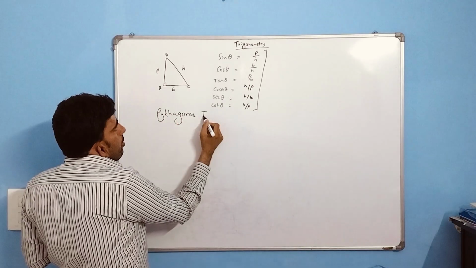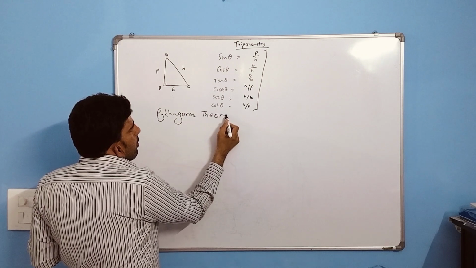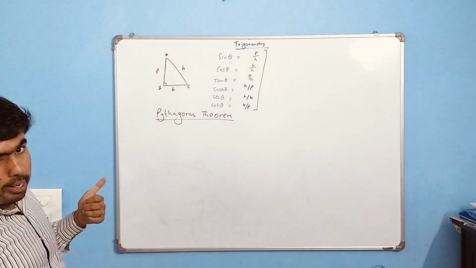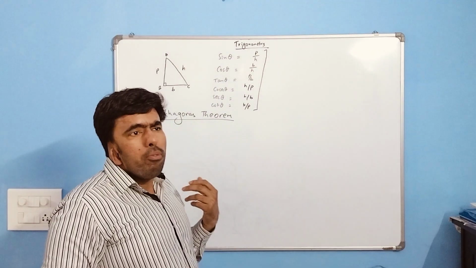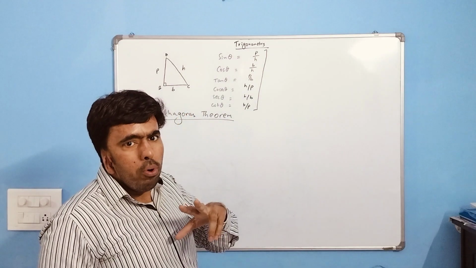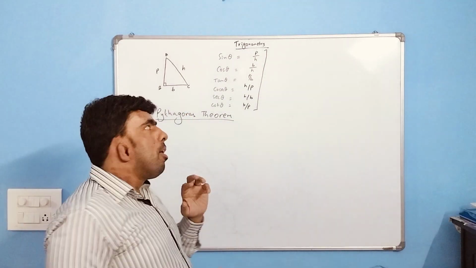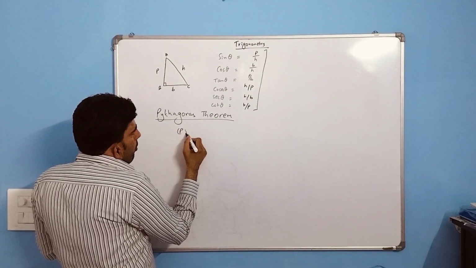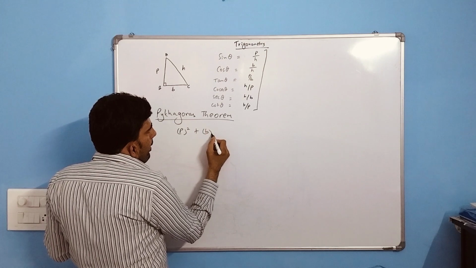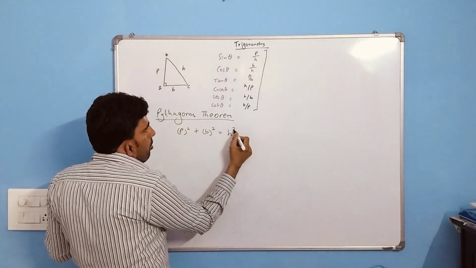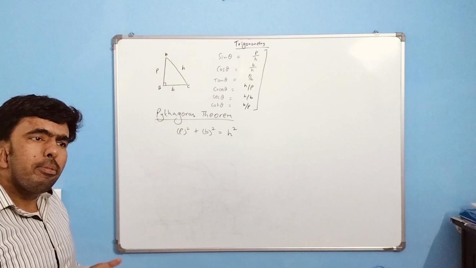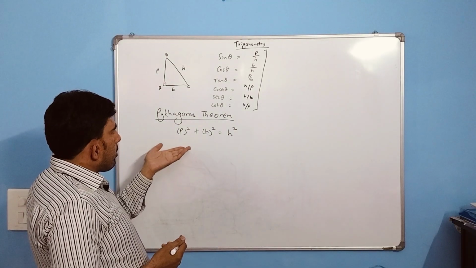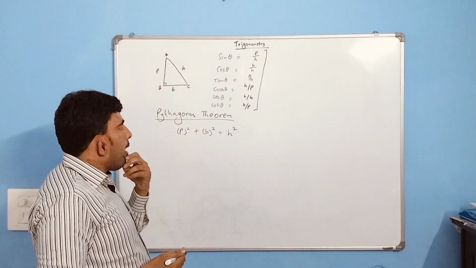One thing we all know is the Pythagoras theorem. This is the theorem which will be applied in this triangle to find one of the sides. If 2 sides are known, then one side is unknown, which we need to find. How? That is the theorem: perpendicular square plus base square is equal to hypotenuse square. Now we will see in an example how to find this.